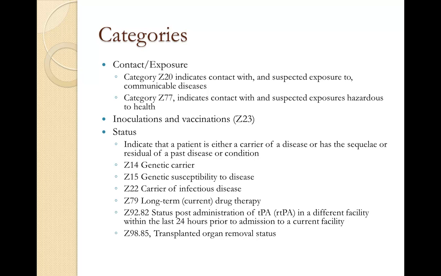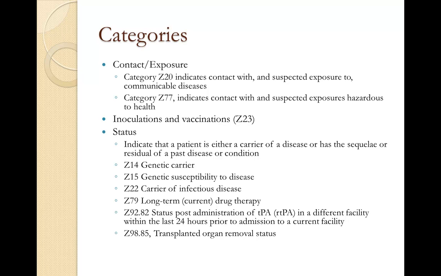Now, in terms of Z codes, some can be principal diagnosis. We saw a perfect example with the newborn babies. Some can only be additional diagnosis. It just kind of depends on the Z code itself. We see the Z22s, carrier of infectious disease. Z79 we took a look at when we were looking at diabetes with the patients that were on insulin.